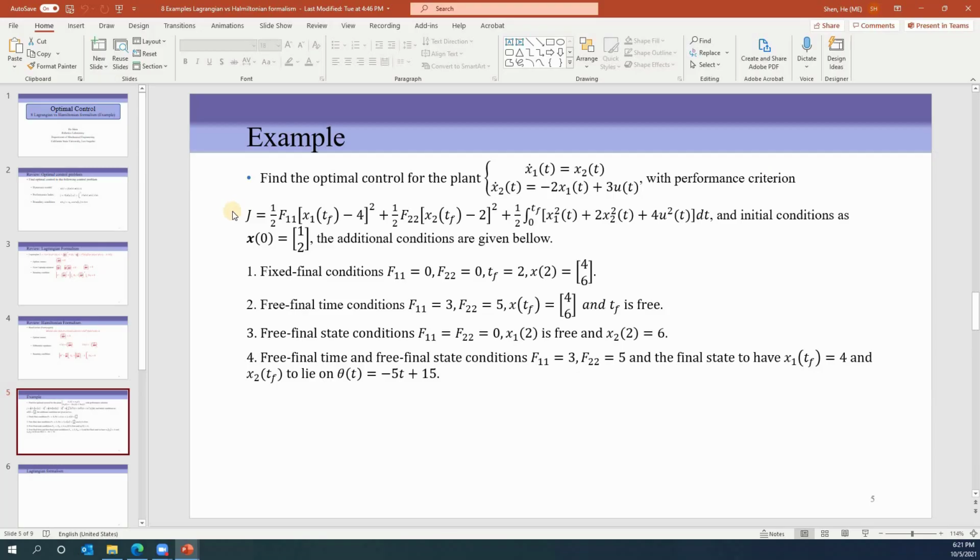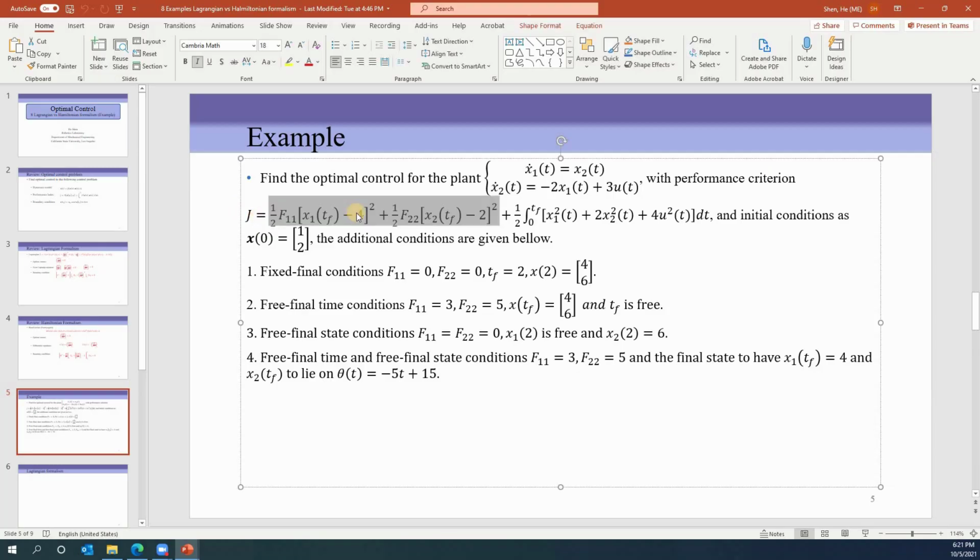And the performance index J includes the terminal cost function, and there is also the V function. V is everything inside this integration, so that is half times x1 squared plus 2 x2 squared plus 4 u squared. The initial conditions are given, and the additional conditions are given in these different cases. So we are going to look at all these different conditions and how we are going to handle them.